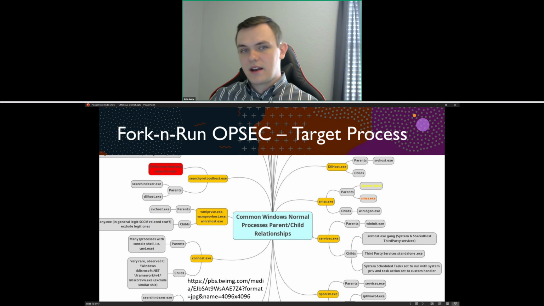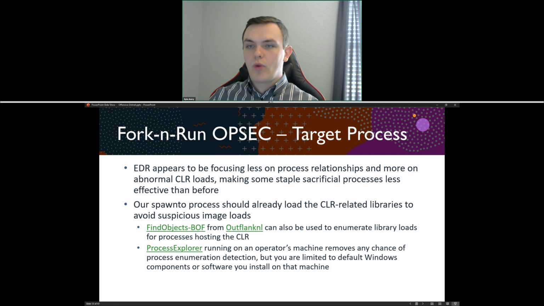And then once you've picked this, I recommend you open up something like Process Explorer or Process Hacker, wait for this relationship to form, and then look to see if they have any arguments in the command line, because that's also very important. One thing that I've noticed, and I don't know if this is actually true or not, but it's just something that I've been experiencing lately, is that EDR tends to be focusing less on process relationships. They're still definitely checking for that, don't get me wrong, but as far as fork and run goes, I've had less scrutiny on the child processes that I choose, and more scrutiny on abnormal .NET runtime loads.